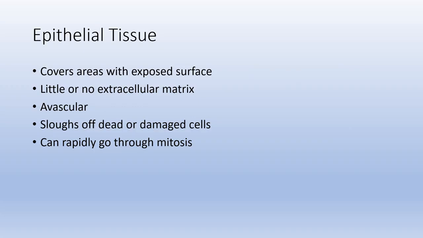Now we're going to look at the 4 different types of tissues, that is nervous, muscle, connective, and epithelial tissue, and give some examples of each. Epithelial tissue covers areas, and it's going to have one exposed surface, so one free surface. There's very little or no extracellular matrix. Extracellular matrix is material that is outside of the cell. So there's very little or none of this extracellular matrix with epithelial tissue.